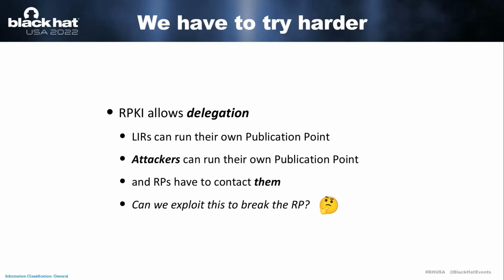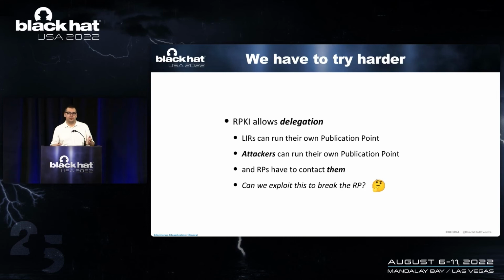So obviously we want to try harder, right? Additionally to the low-rate attack, what we can exploit is that RPKI allows delegation. As I previously said, you can run your own publication point. This is because it's a federated system, right? If you don't use delegation, then the publication point is run by the RIR. So you enter your information into the RIR portal, and say, I own these prefixes, which is certified by the RIR. And then the RIR generates a CA for you and puts all the certificates onto the RIR's publication point.